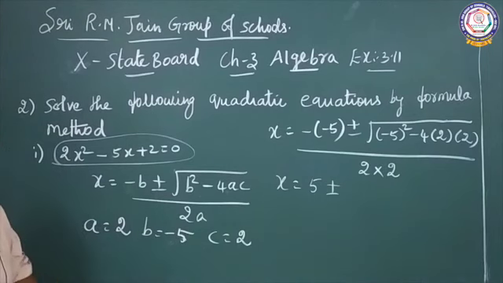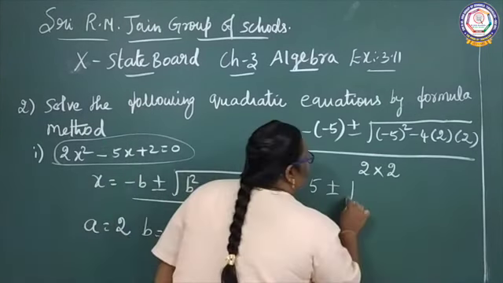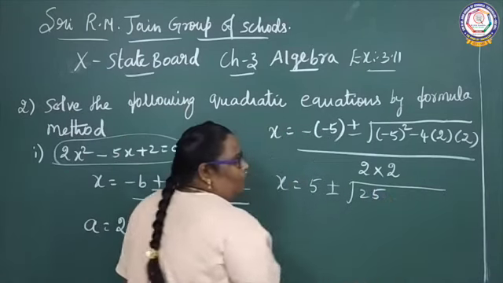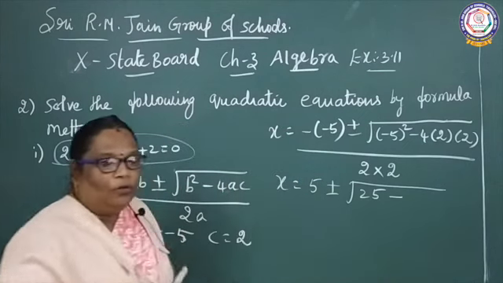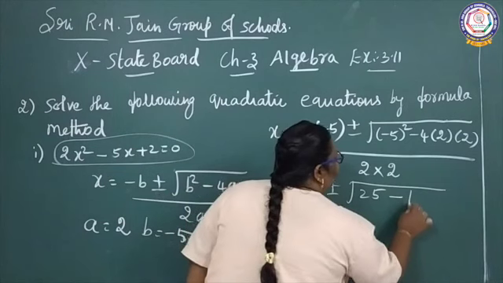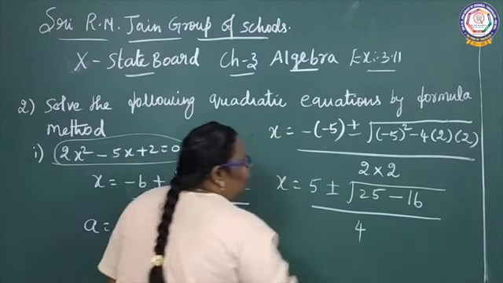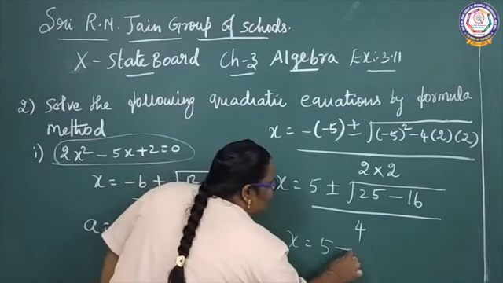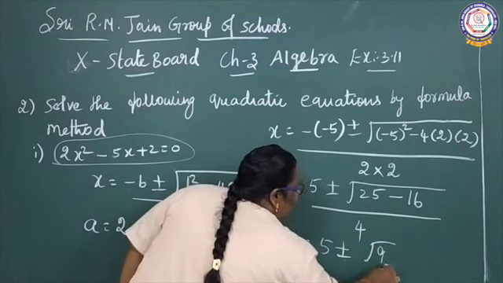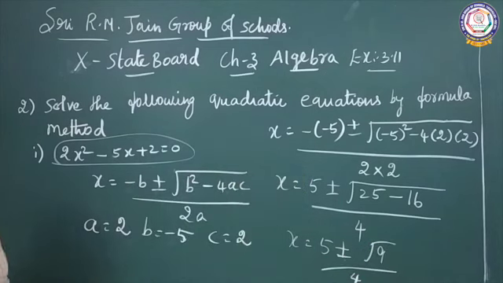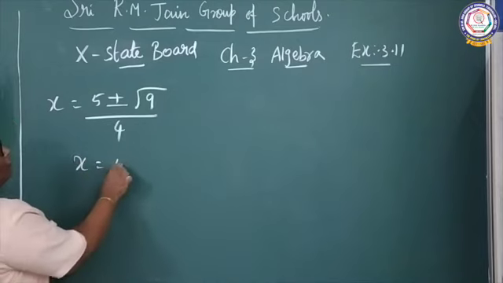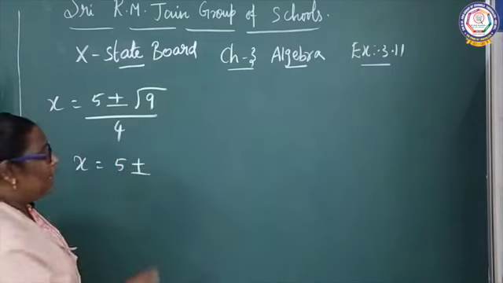x equal to 5 plus or minus root of minus 5 the whole square, which is nothing but 25, minus 4: 2 eights are 16. 16 by 4. So, x equal to 5 plus or minus root of 25 minus 16 by 4, that is root 9 by 4. Root 9 is nothing but what?